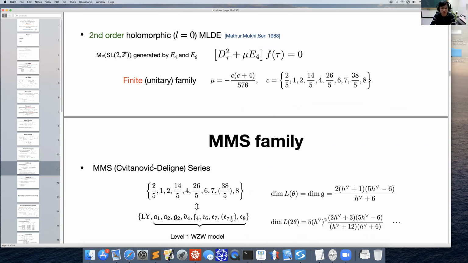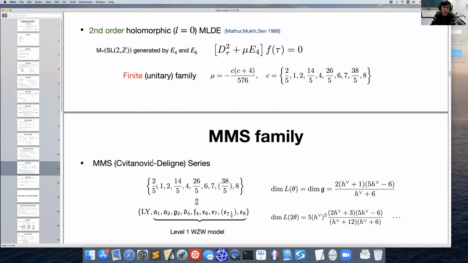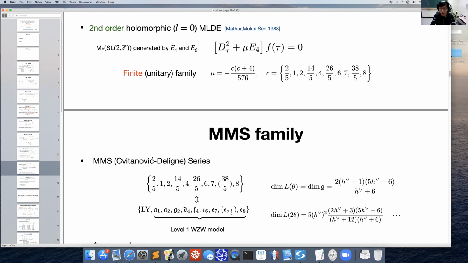The first one is secretly the Lee-Yang singularity. Although here we have a unitary theory, if you write down the characters, it's actually a non-unitary theory, which coincides with the characters from the Lee-Yang singularity. And for the rest, they are all level 1 Wess-Zumino models with the following Lie algebras.